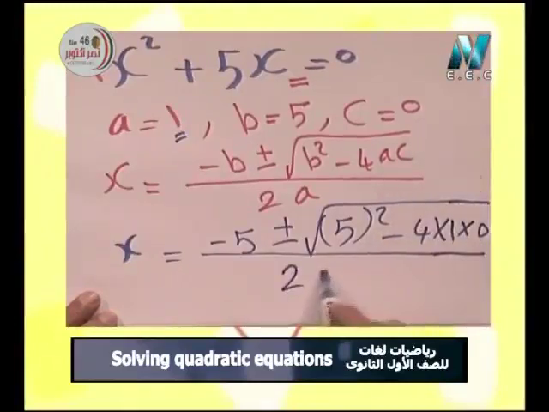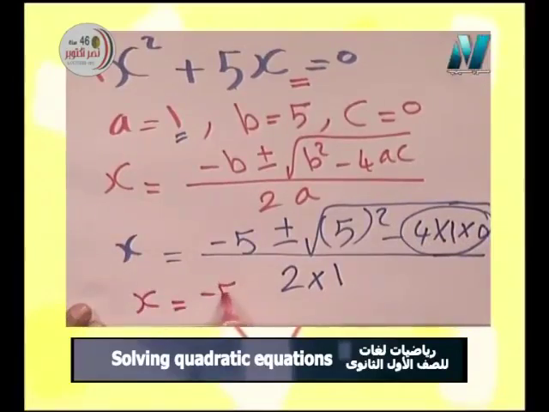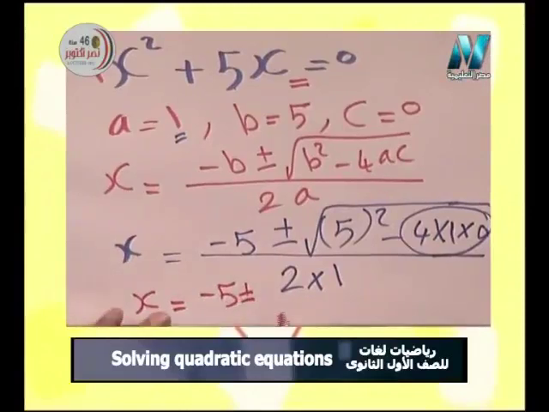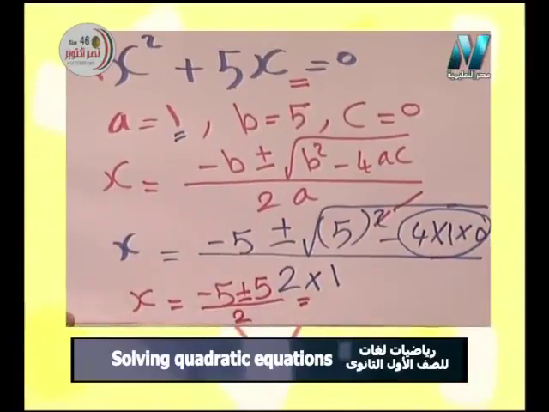Over 2 multiplied by a, which is 1. This term will vanish because of 0: 4 times 1 times 0 equals 0. So the answer will be x equals negative 5 plus or minus the square root of 5 power 2. The square root cancels the power 2, so it's 5 over 2. Okay, so negative 5 plus or minus 5.